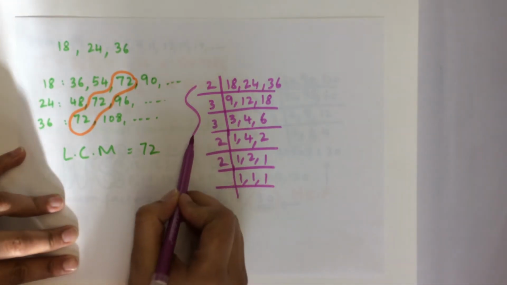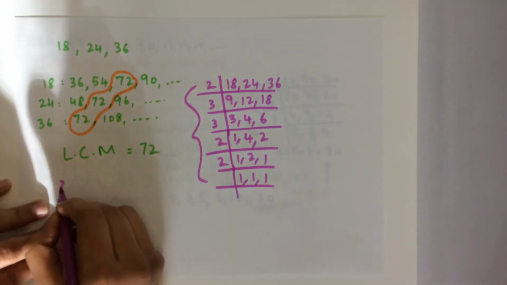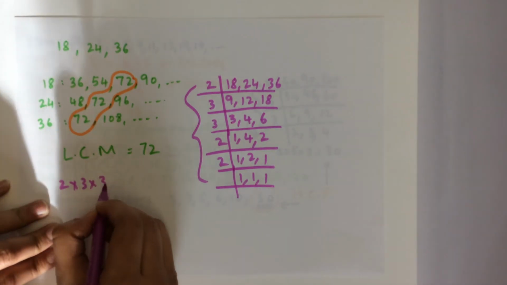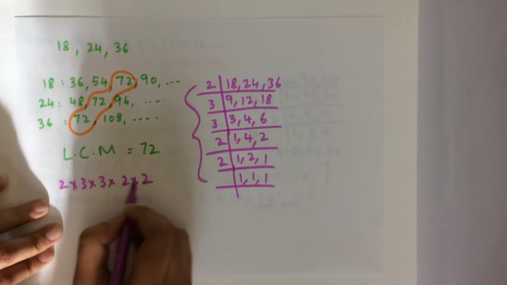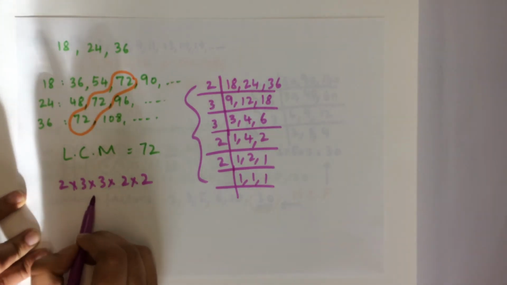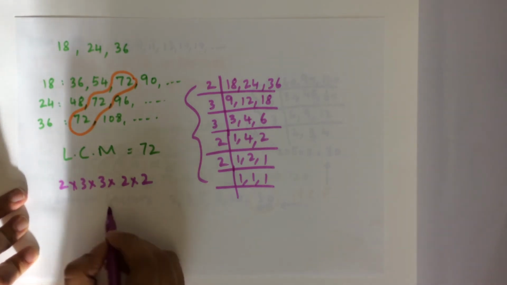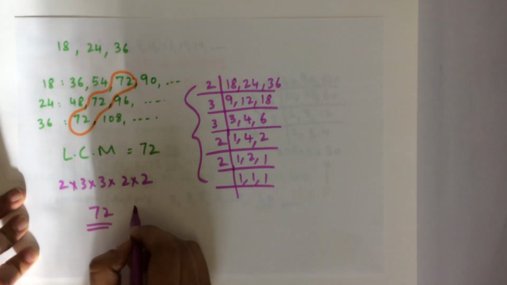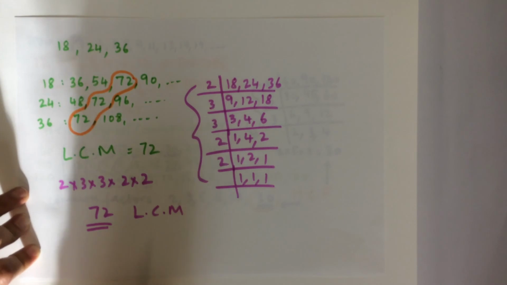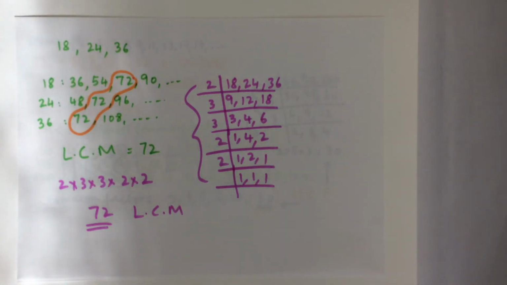That's it. The product of these: 2 times 3 times 3 times 2 times 2. 2 3 times 6, 6 3 times 18, 18 2 times is 36, 36 2 times is 72. So 72 is the lowest common multiple of 18, 24 and 36.